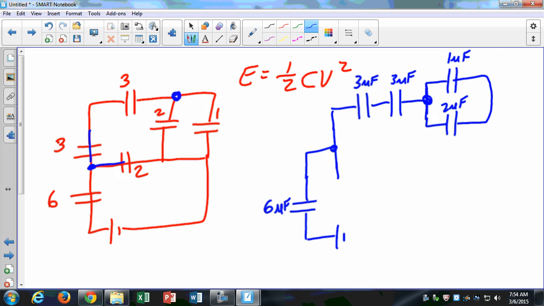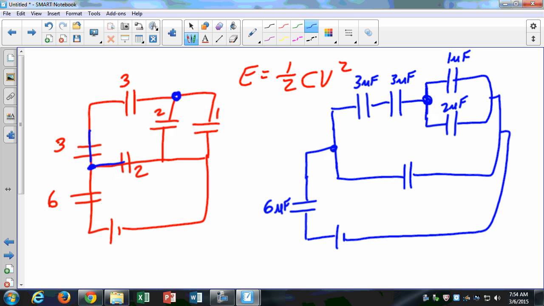All right, and then what's on the bottom branch of this circuit? Only the 2 microfarad capacitor. Right. Now let's say this is 12 volts.